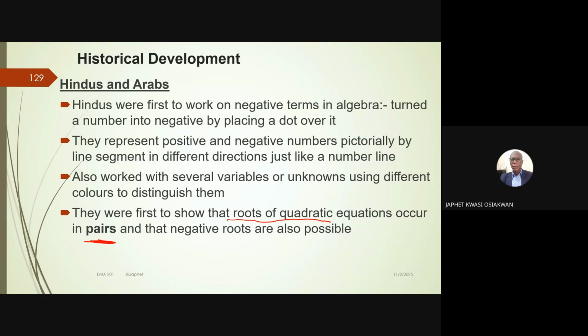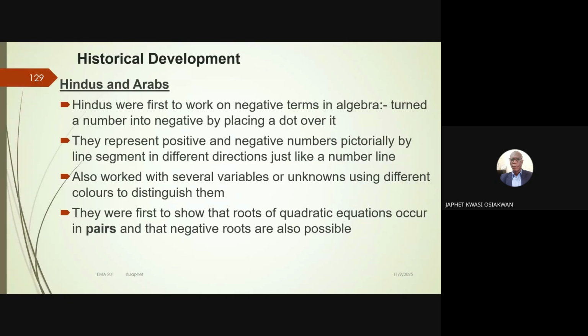They only had one answer. But this time, we know that we have a pair. So anytime you have a quadratic, we have a pair of roots, or two roots, always. Take note of that. We have two roots. And then they also tell us that some roots are real and some roots are complex.